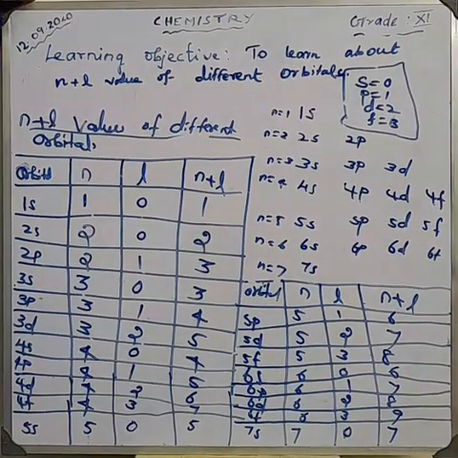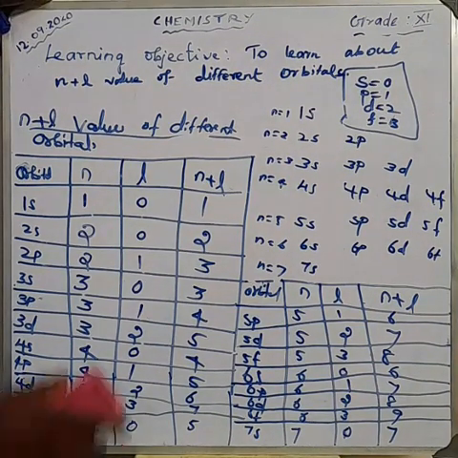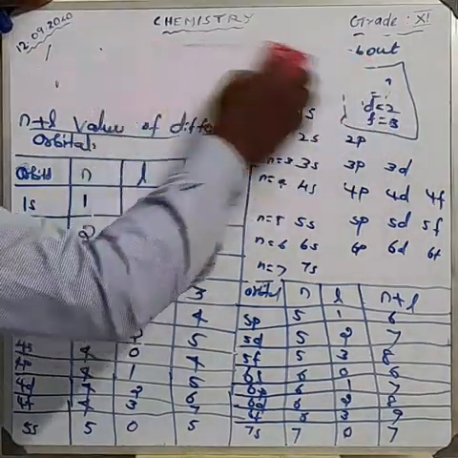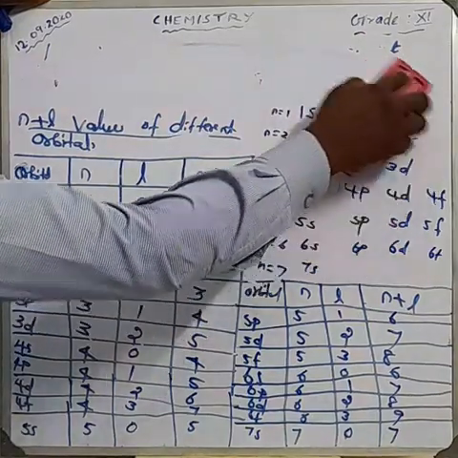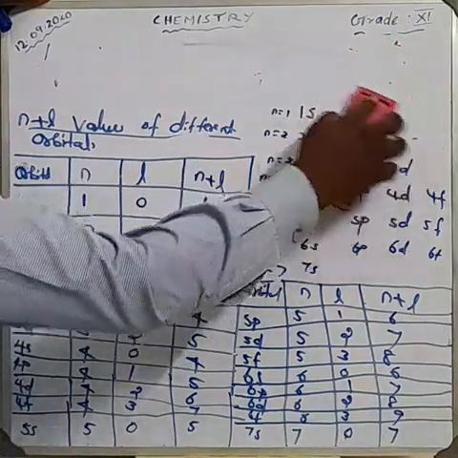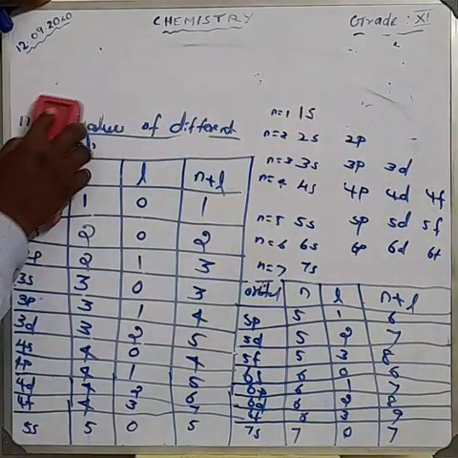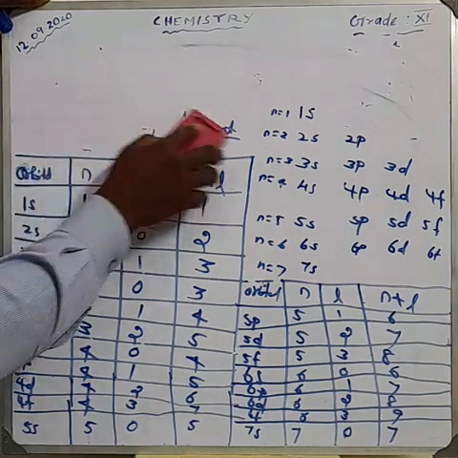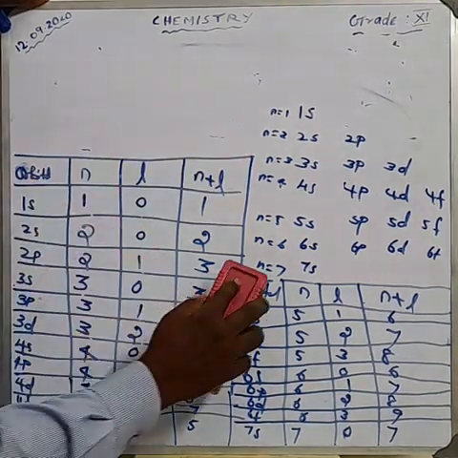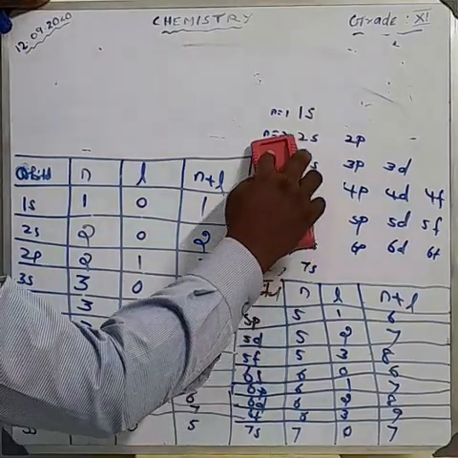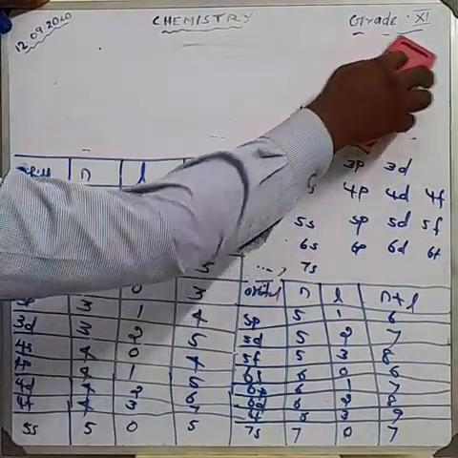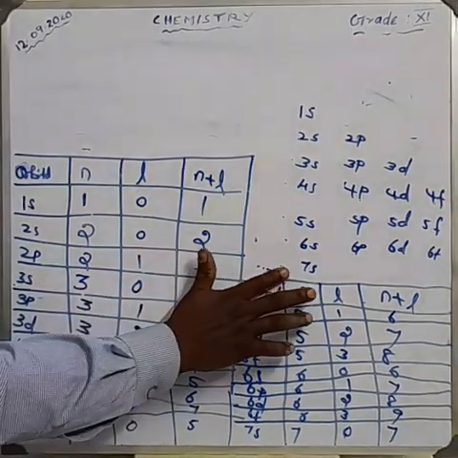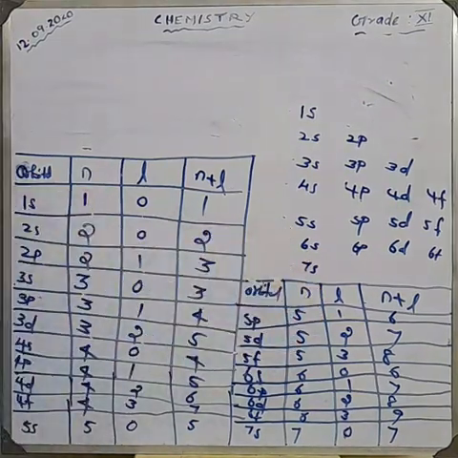Next, how do we write the increasing order of energy as per this rule, the n plus l value? As per this rule, how will you write the increasing order? Okay, start with the increasing order.